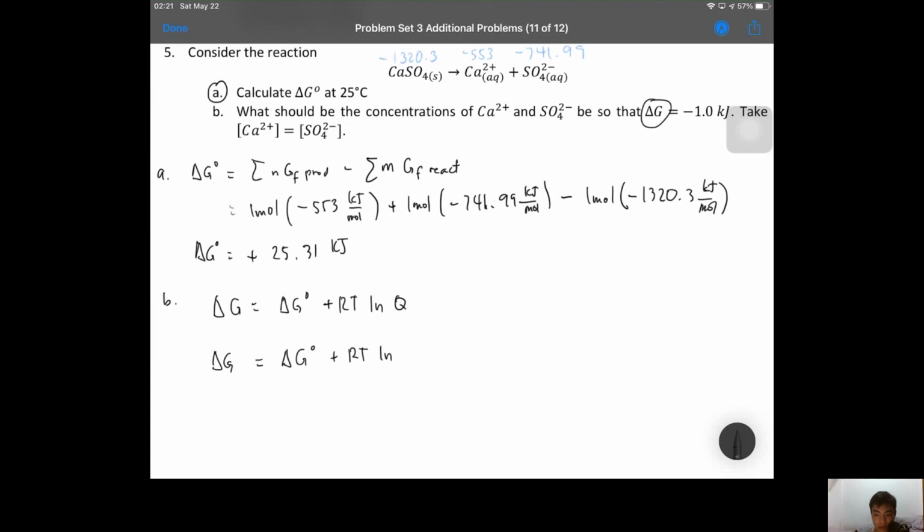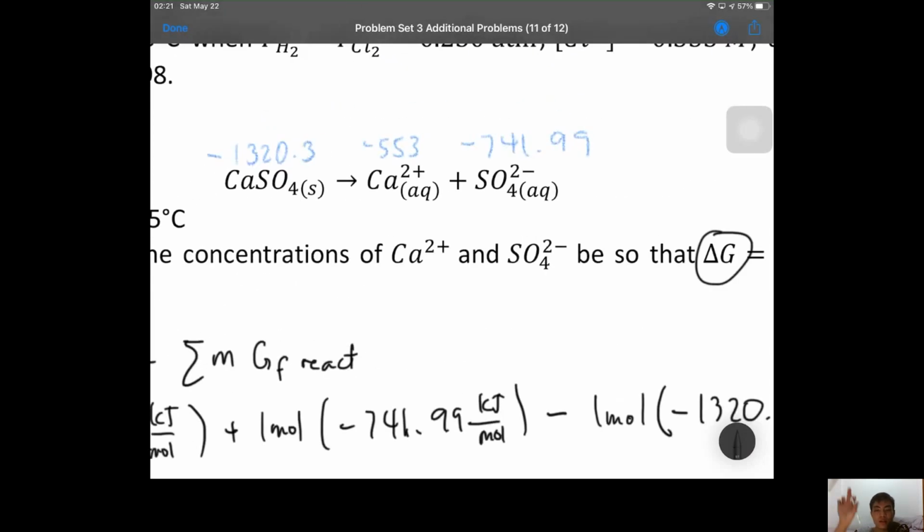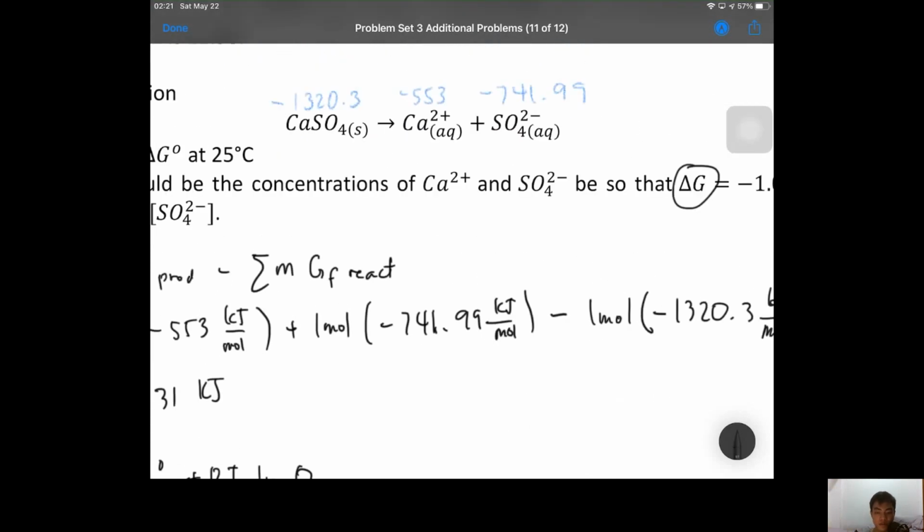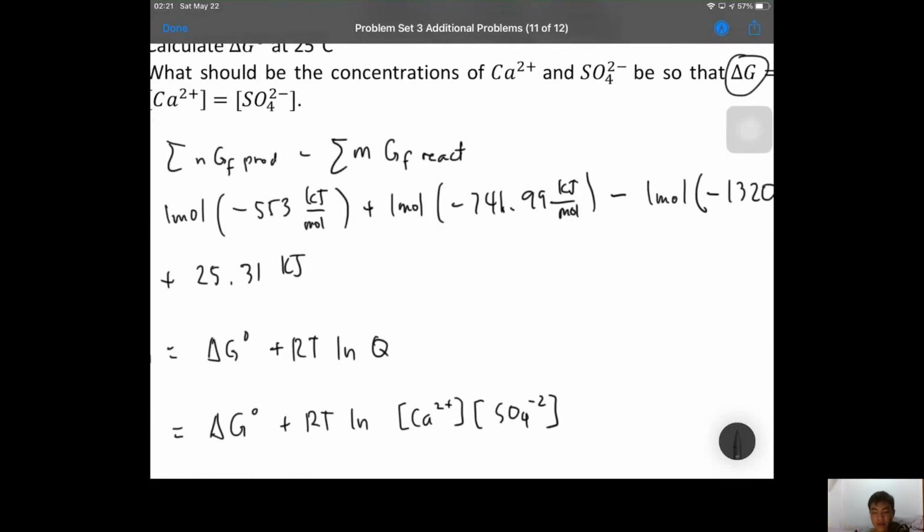For the products, we have calcium and sulfate ions. Okay? So, products: calcium and the sulfate ion. Tig-isa lang sila ng coefficient. So, you write it like that.